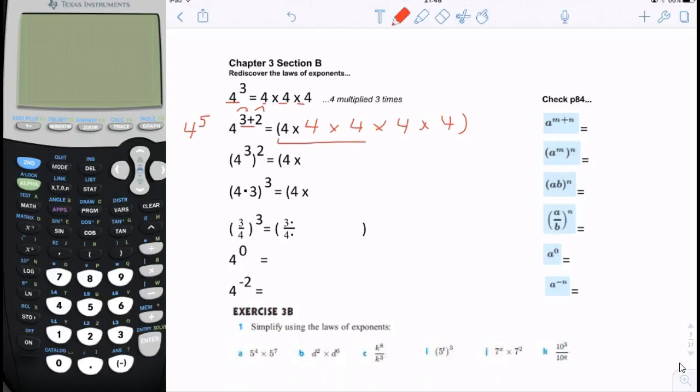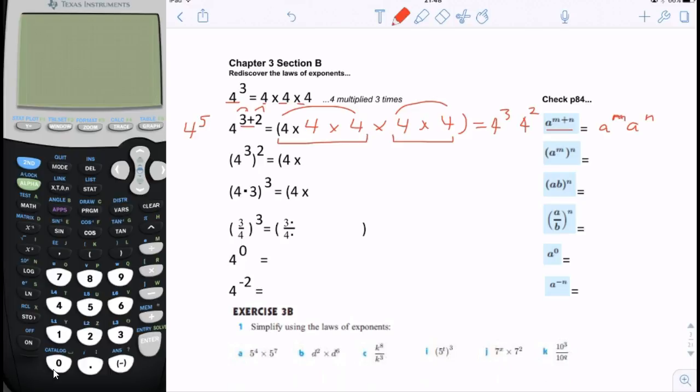Well, 4 to the 3rd is this part. 4 to the 2nd is this part. So it looks like 4 to the 3 plus 2 is 4 to the 3rd times 4 to the 2nd. Okay, so it's equal to 4 to the 3rd times 4 to the 2nd. So if we're going to write the rule here, a to the m plus n is a to the m times a to the n.